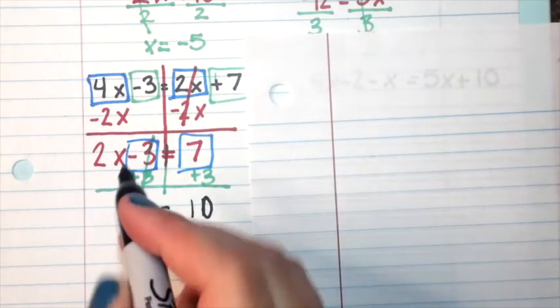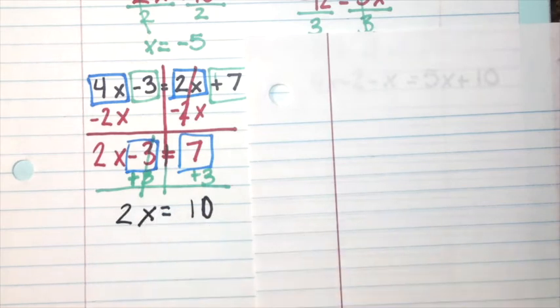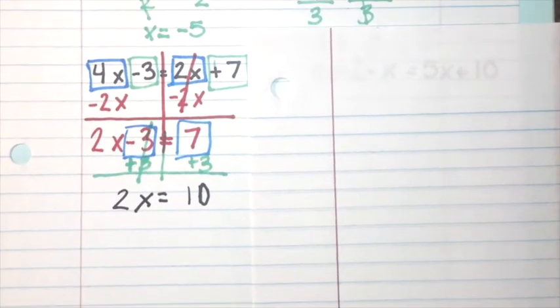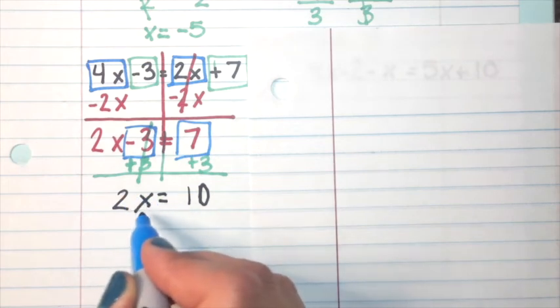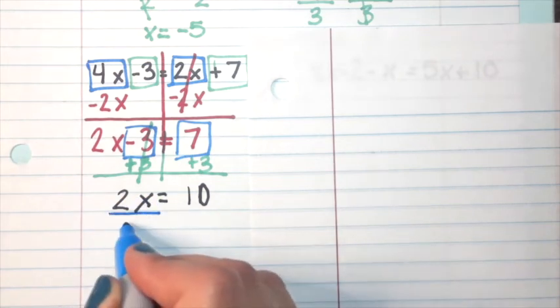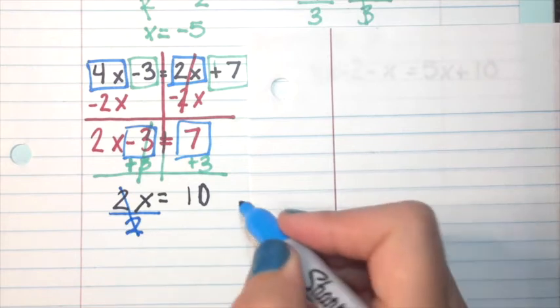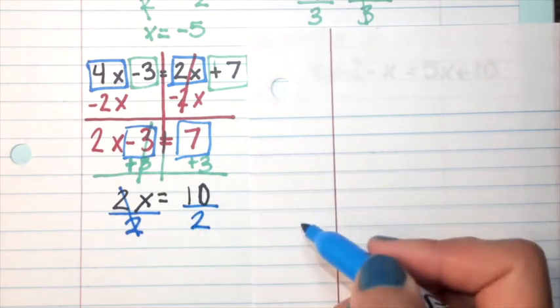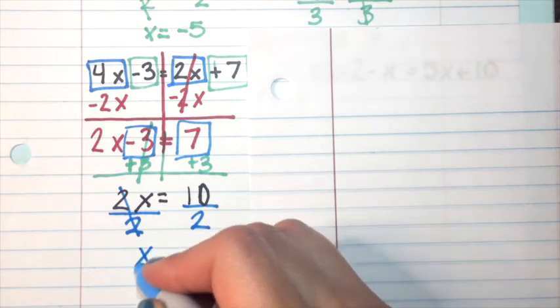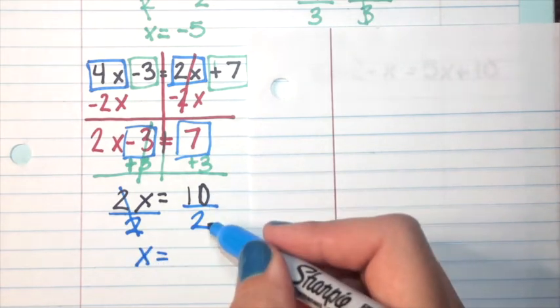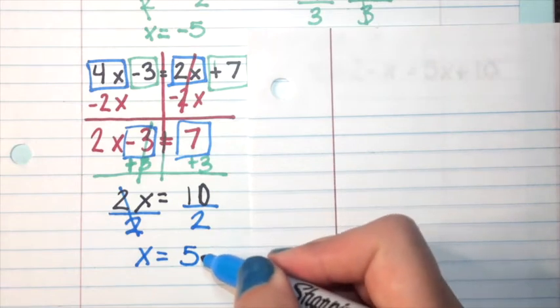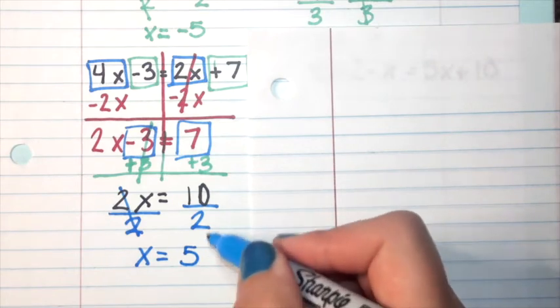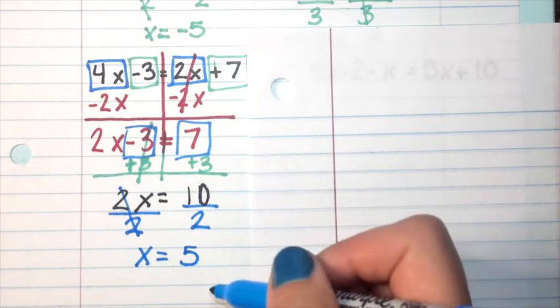What's left on this side is 2x. All right, so we're getting close. I need to solve the equation now. This 2x, the way to get this x by itself, divide the 2 to cancel it, which means I divide the 2 on this side. X is left by itself, and 10 divided by 2 is 5. Think about what times 2 is equal to 10? Well, 5 times 2 is equal to 10. Okay?